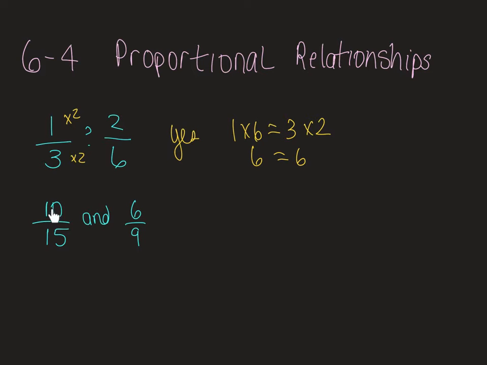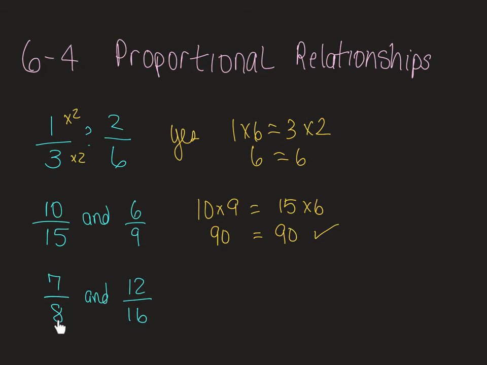All right. 10/15 and 6/9. So if there were 15 slices of brownies and you ate 10 of them, or we cut the pan into 9 slices and you ate 6 of them, are you eating the same amount? Is the same amount going in your belly? Well, there's not really a pattern from 10 to 6. Let's try this cross product method. 10 times 9 is 90. 15 times 6 is, guess what, 90. So yes, they are proportional. The same amount of brownie is going in your belly.